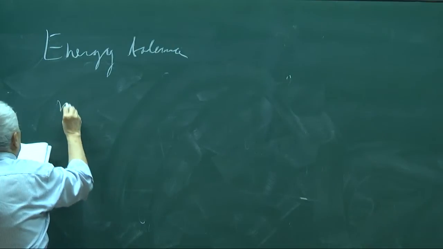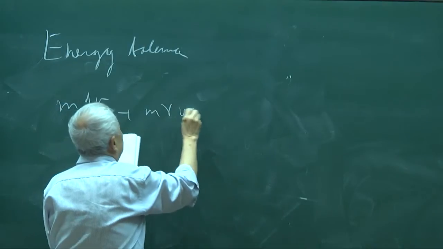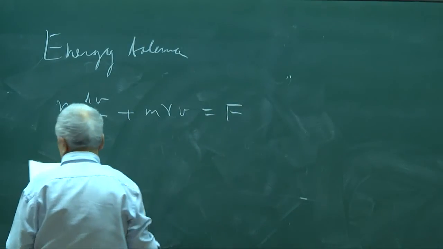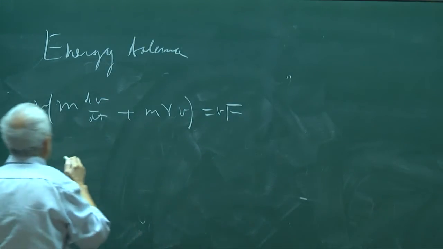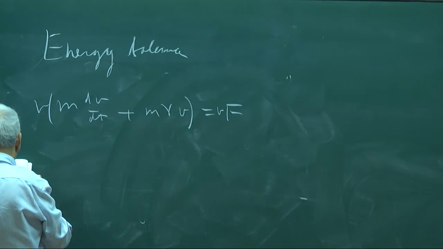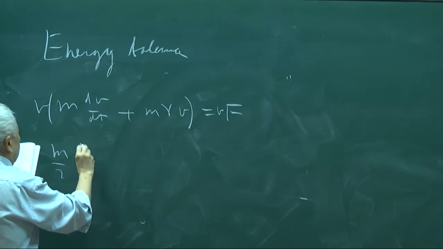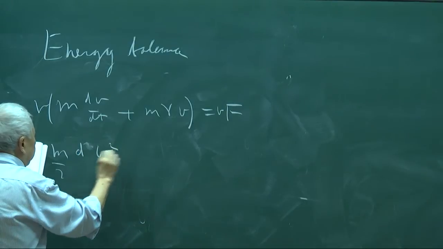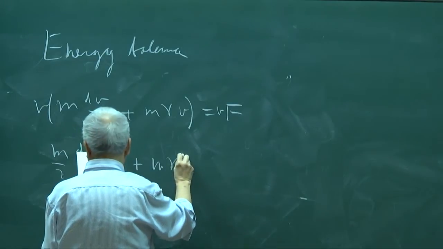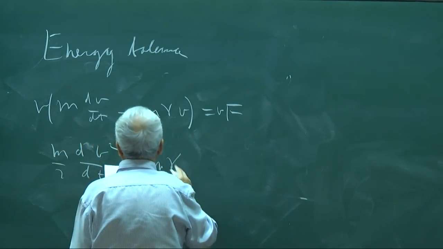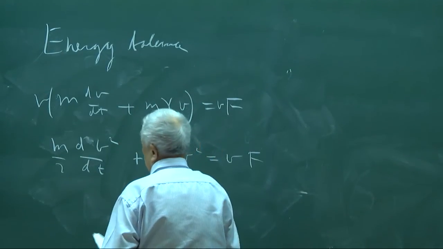You take the equation m dv/dt plus m gamma v is equal to f. You multiply both sides by v, and you take the average. But this can be written as m over 2 d/dt of v squared, plus m gamma v squared is equal to vf. This is the kinetic energy.